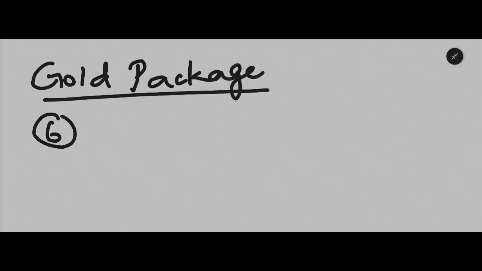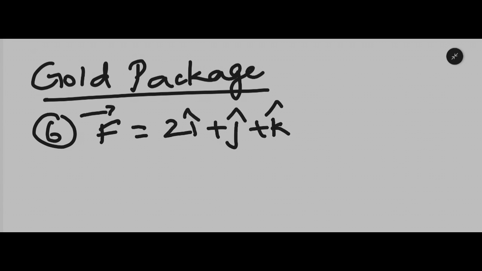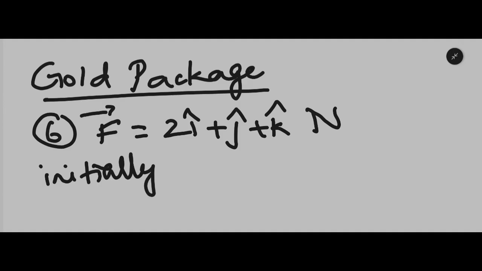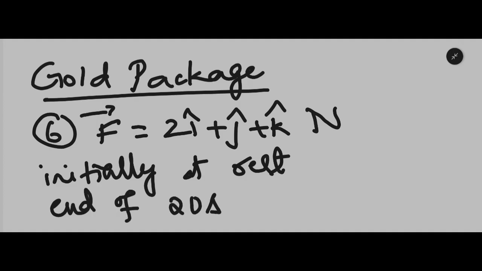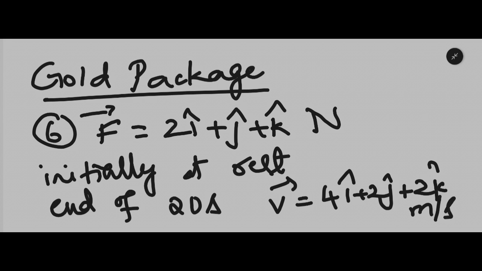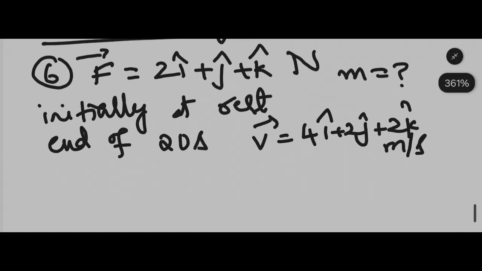Now I will look at the gold package. Question number 6. A force is given. So force F bar is equal to 2 i cap plus j cap plus k cap Newton, acts on a body which is initially at rest. So a very important statement actually. Initially at rest. At the end of 20 seconds, the velocity of the body is given as 4 i cap plus 2 j cap plus 2 k cap meter per second. Then what is the mass?